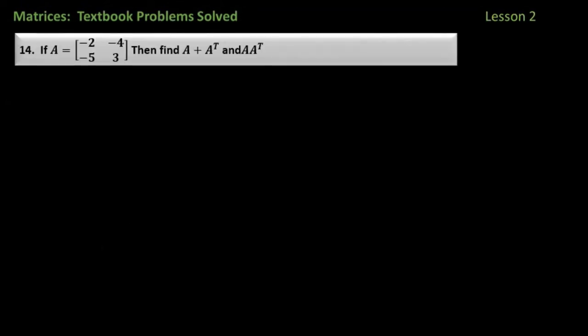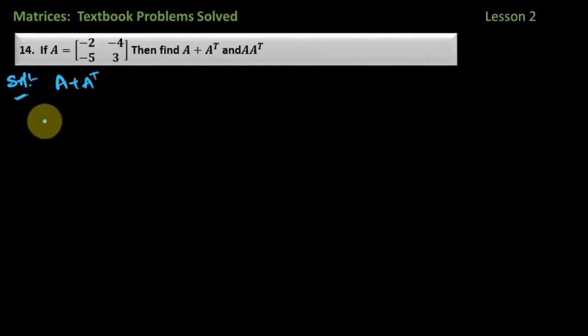See here, the next problem is the same. Here he gave one matrix and he is asking us to find A plus A whole transpose and also A into A transpose. These two values we should find. This is also an important problem from your textbook. So now we will try to solve this problem. So first one is he is saying A plus A transpose. Right? So how do we find this?